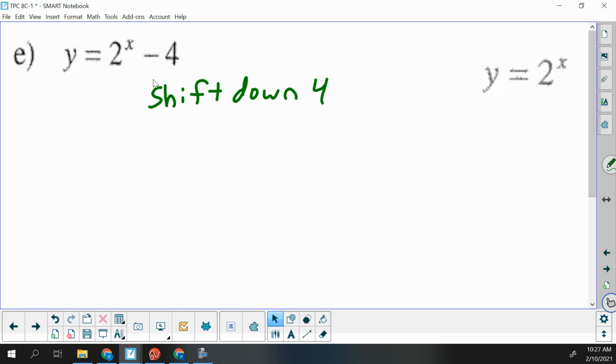So notice when it's at the end, it's exactly what you would think. You would think a minus should go down and a plus should go up based on how our axes are labeled. So when it's adding on the end, it affects the y's and it does exactly what you would think. But in the exponent, it's opposite of what you'd think.